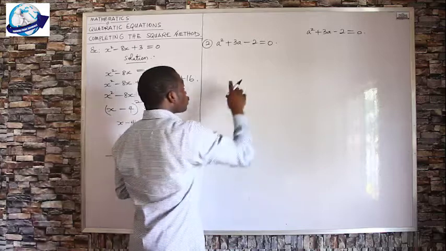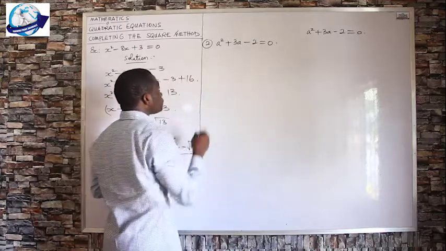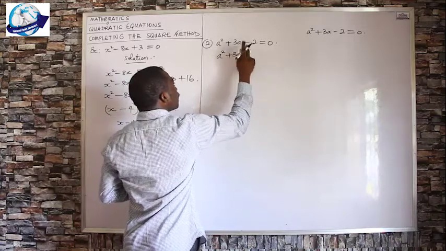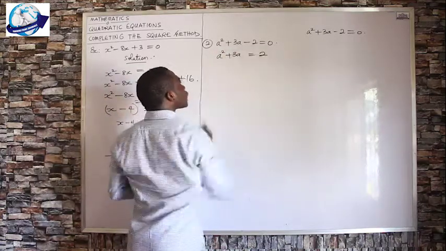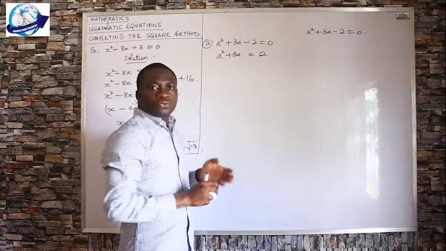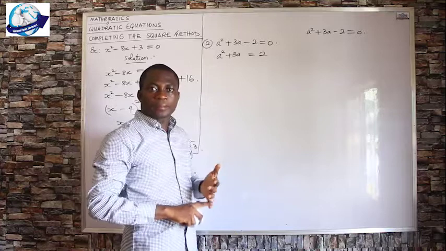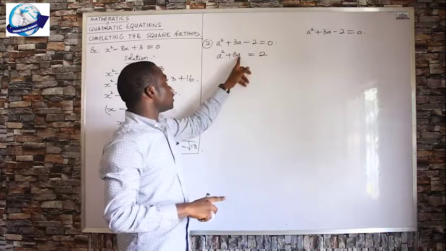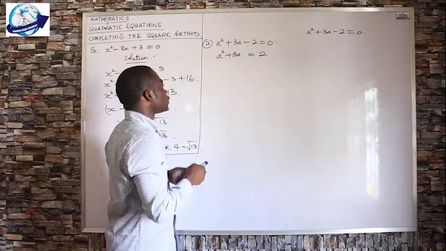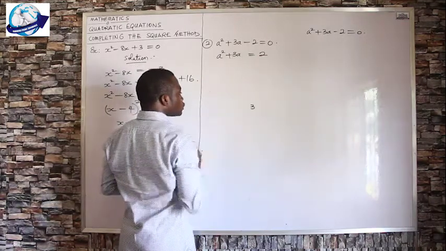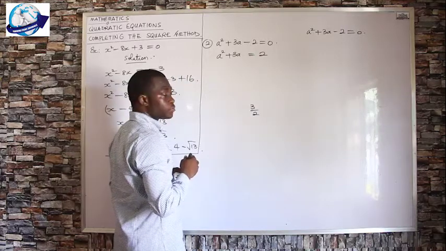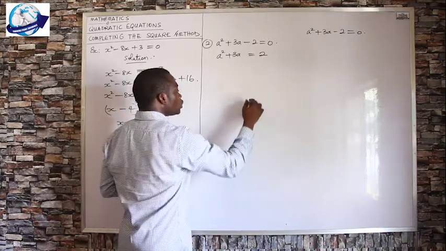Alright? So take your minus 2 to the right hand side. What you get is a squared plus 3a minus 2 crosses becomes what? 2. That's a good step. And that's the first step. Then find the coefficient of the variable. What's the variable this time? The variable is a. Then what's the coefficient? The coefficient is 3. Alright, do the same thing. Pick the coefficients, divide it by 2. Of course, it won't give you a whole number. So leave it that way.